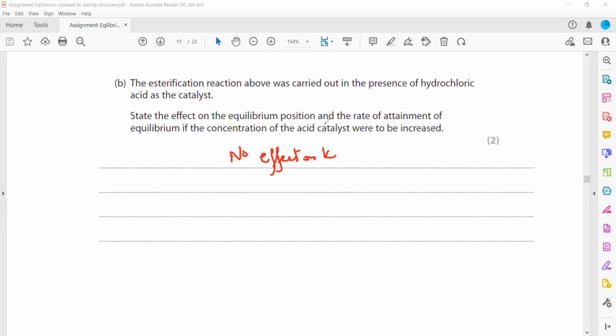But what will happen as we add catalyst? The catalyst increases the speed of the reaction. As a result, the rate of collision increases and the reaction will reach equilibrium in a shorter time, but it does not affect the value of Kc or Kp. So there is no effect on Kc or Kp. The only thing affected is the rate, which will be faster. We can reach equilibrium in a shorter time, so it reaches equilibrium faster.